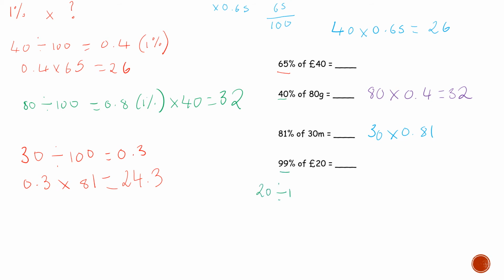Final example then, I could do 20 divided by 100, which would give me 0.2, and I could then times that by 99. Or I could do 20 times 0.99. So it's just a quicker way of doing what we've just done. Both methods work, whether you do it finding 10% and 50% and adding it together, or whether you just do this sum on a calculator. They're both good methods to know.